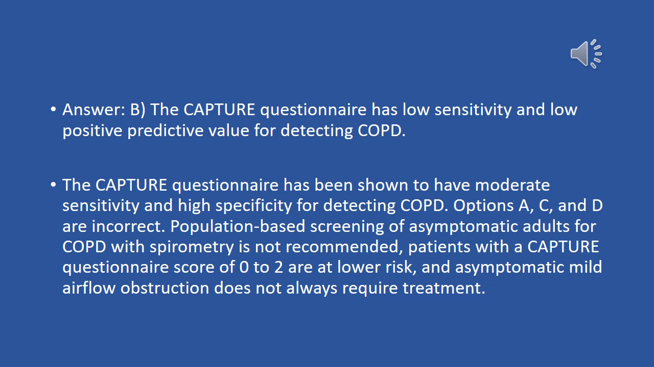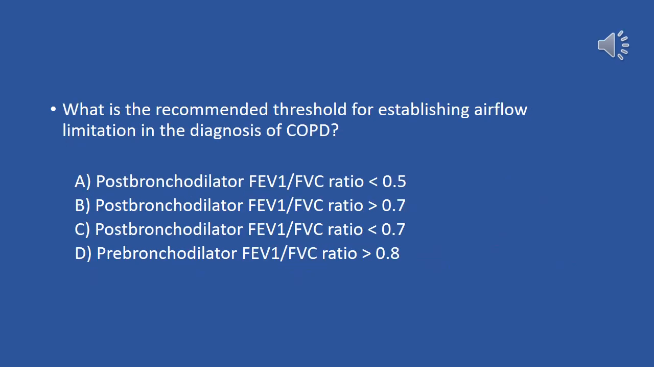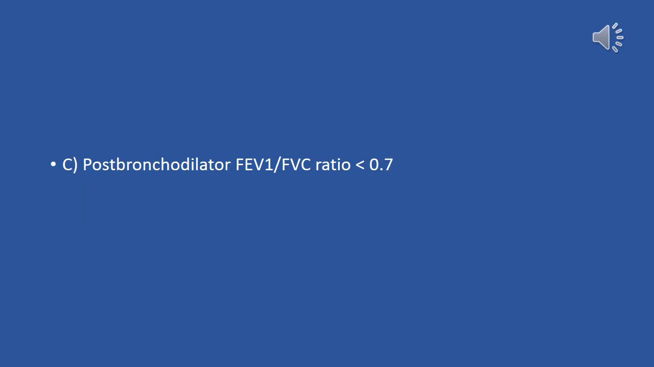The CAPTURE questionnaire has been shown to have moderate sensitivity and high specificity for detecting COPD. Options A, C, and D are incorrect. Population-based screening of asymptomatic adults for COPD with spirometry is not recommended. Patients with a CAPTURE questionnaire score of 0 to 2 are at lower risk, and asymptomatic mild airflow obstruction does not always require treatment. What is the recommended threshold for establishing airflow limitation in the diagnosis of COPD? Answer C. Post-bronchodilator FEV1 to FVC ratio less than 0.7.